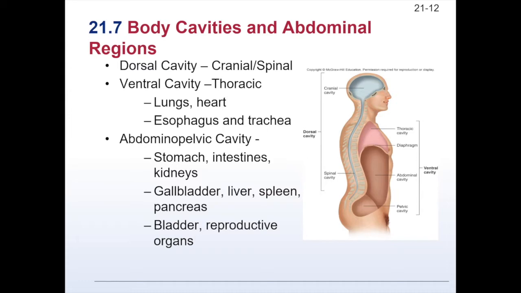Abdominopelvic cavity. The inferior division of the ventral body cavity is called the abdominopelvic cavity and is separated from the thoracic cavity by the diaphragm. The abdominopelvic cavity is also separated into two subdivisions, the abdominal cavity and the pelvic cavity. The abdominal cavity contains the stomach, spleen, liver, intestines, kidneys, pancreas, and gallbladder. The inferior pelvic cavity contains the urinary bladder, rectum, and reproductive organs.